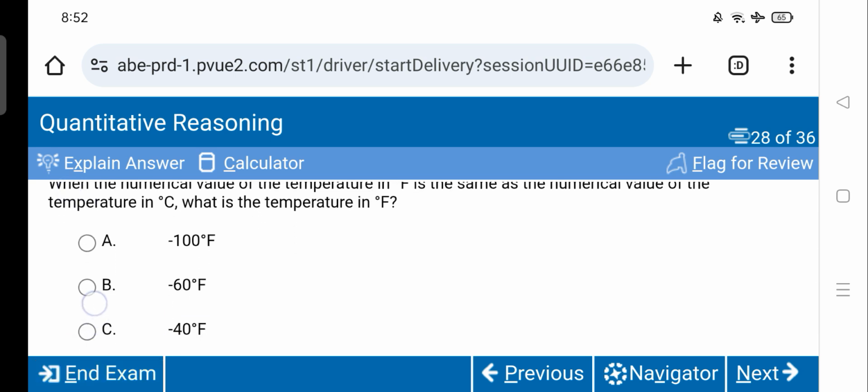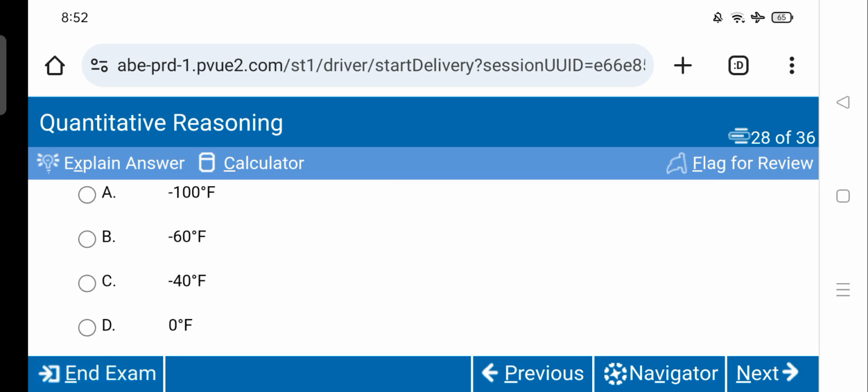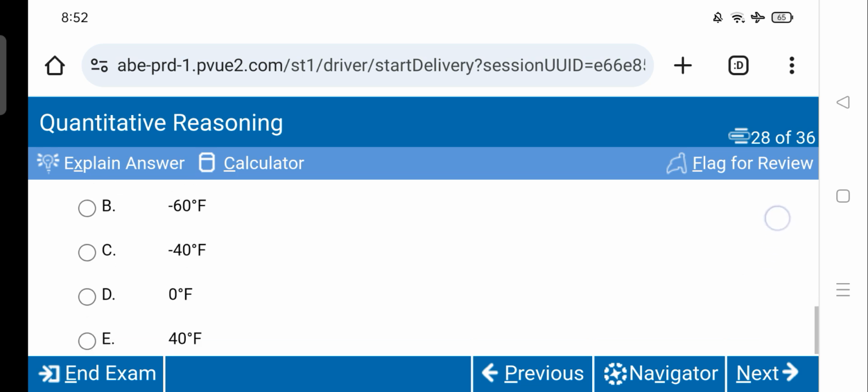Option A, minus 100 degrees Fahrenheit. Option B, minus 60 degrees Fahrenheit. Option C, minus 40 degrees Fahrenheit. Option D, 0 degrees Fahrenheit. And option E, 40 degrees Fahrenheit.